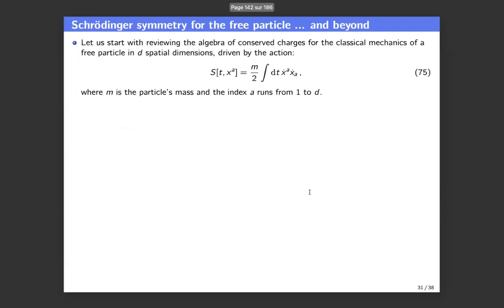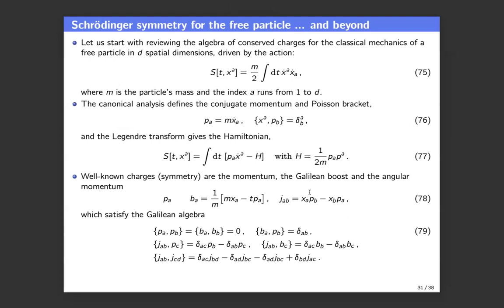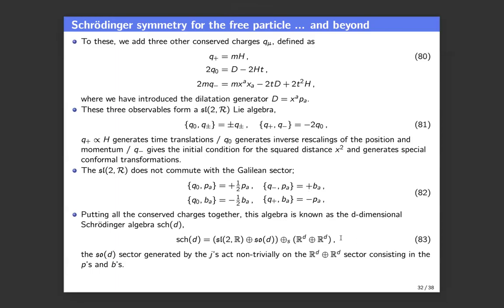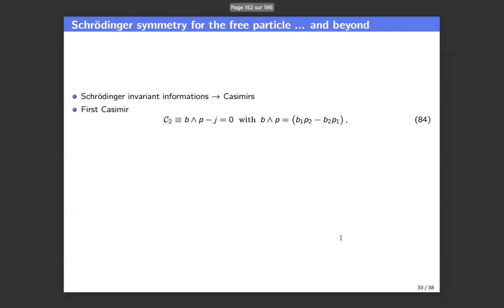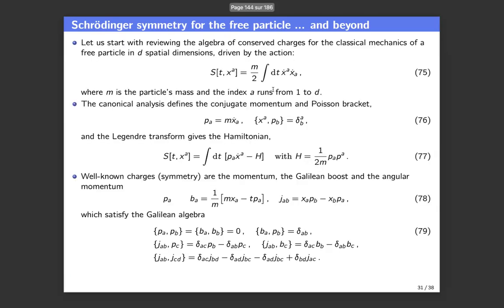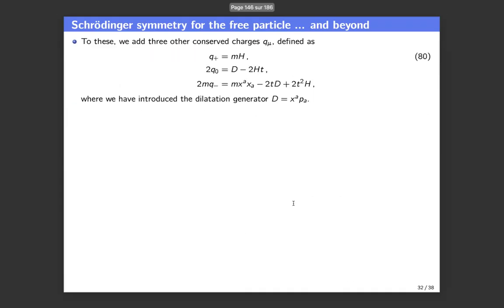I don't have time to go into all the details, but here I just wanted to sketch how the Schrodinger symmetry shows up at the level of the free particle. So for the standard free particle, you have a set of charges which are given by obviously the momentum, the Galilean boost, and the rotation. They form the Galilean algebra.